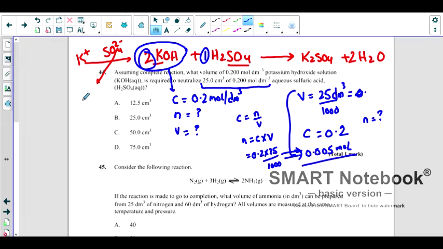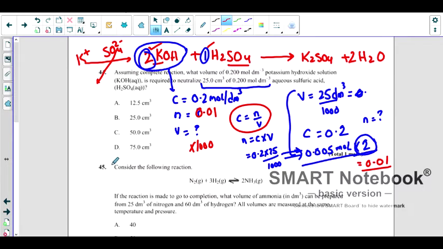For 1 mole of acid you need 2 moles. If this is the number of moles of acid, for the base you need to times it by 2. Why does 2 come? Because according to the equation, for 1 mole we need 2 moles. So if we have 0.005, we have to times it by 2. We get 0.01. Now we have the concentration, and we have the number of moles. We divide them using the same formula and we get our volume. Volume is in centimeter cube, so when you get the answer, times it by 1000. The answer of this one is 50. Your answer should be C.